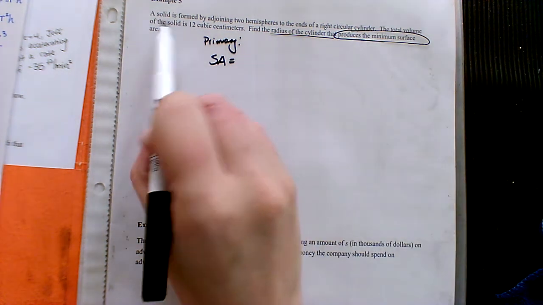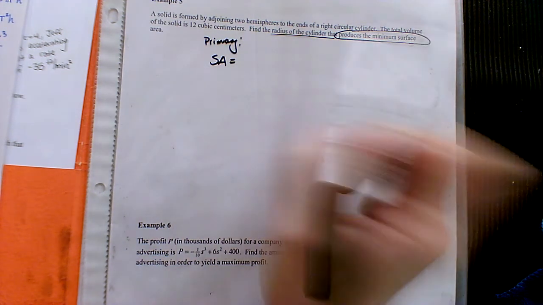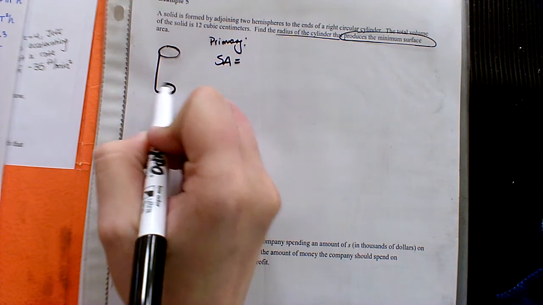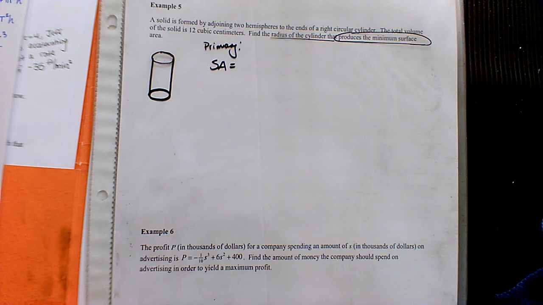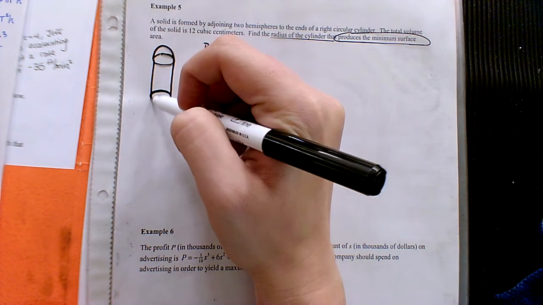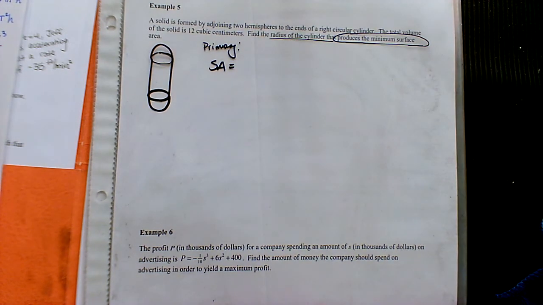Now, if we draw it, a solid is formed by adjoining two hemispheres to the ends of a right circular cylinder. So a circular cylinder is basically a can or a tube, and we have hemispheres on the top and the bottom. So basically half a basketball on top and half a basketball on the bottom. That kind of reminds me of the tubes that shoot up at the bank drive-thru. It kind of looks like that.